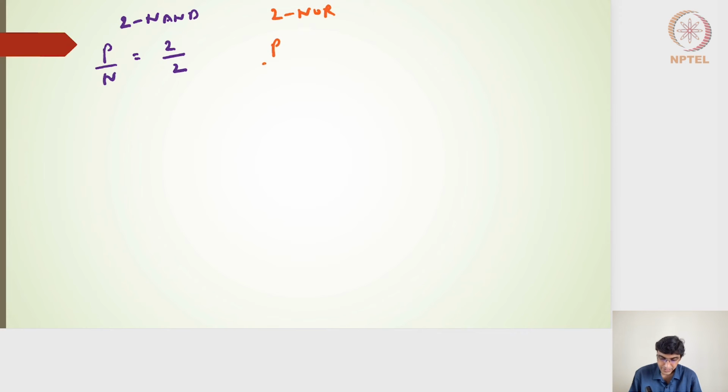All right, so this is an empty slide. What we had done up till now was, for the 2-input NAND gate, the best p by n ratio, so I'm going to write it as best p by n ratio, turns out to be 2 and 2. For the 2-input NOR gate, the best p by n ratio turned out to be 2:1. Right? So I'm going to write it somewhere that these are the best p by n ratios. All right.